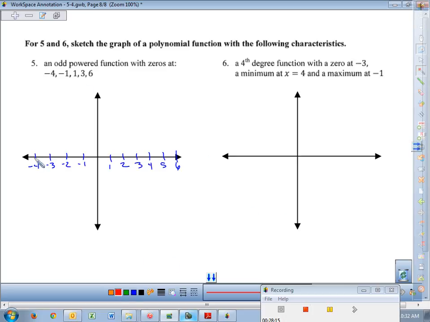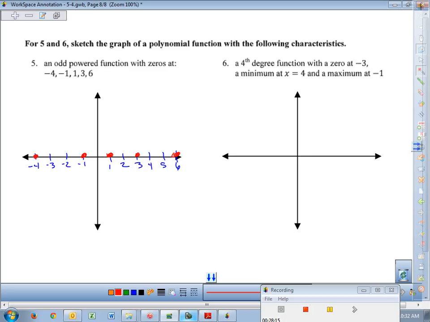So I know there's a 0 at negative 4. I'm going to put a point there. I know there's a 0 at negative 1. I'm going to put a point there. There's a 0 at 1. I'm going to put a point there. There's a 0 at 3 and a 0 at 6. So I know that my squiggly thing that I'm going to put on here has to cross the x-axis at all of those red dots. Does that make sense so far?